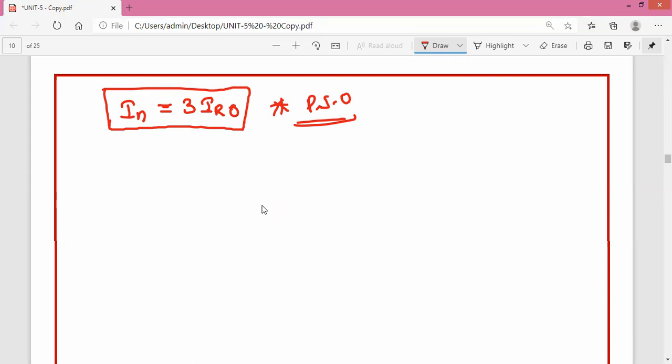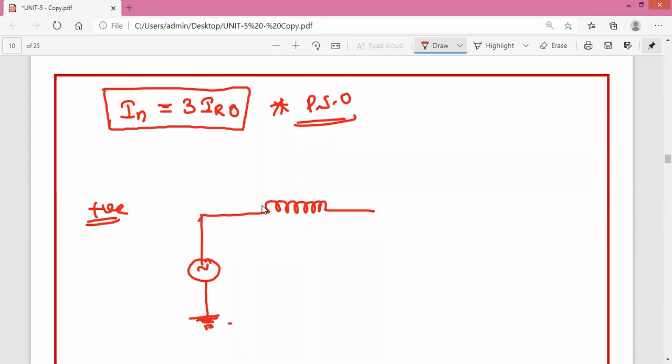So here, the positive sequence component can be represented like so. I repeat, positive sequence components and negative sequence components are always with respect to neutral. So this is phase and this is neutral, and the zero sequence component is with respect to ground. So this is ER1, this is X1, and this is IR1, positive sequence components, and this is VR1, the terminal voltage.